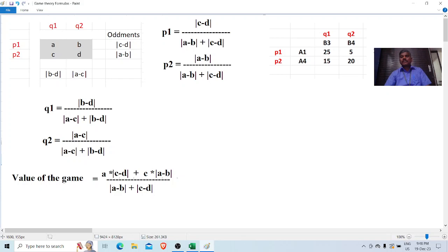Modulus of C minus D. C is 15, D is 20, 15 minus 20 is minus 5 and the modulus if we take it is 5. Then we will find the modulus of A minus B. A is 25, B is 5, 25 minus 5 is 20.